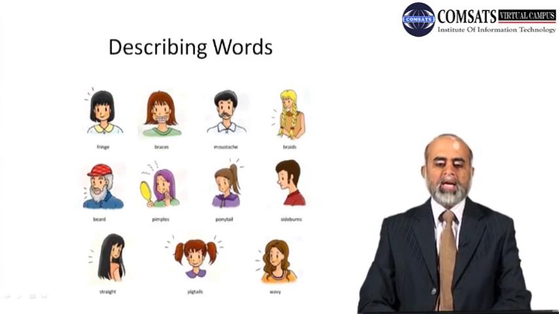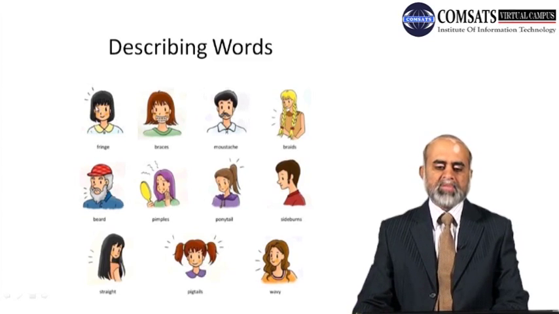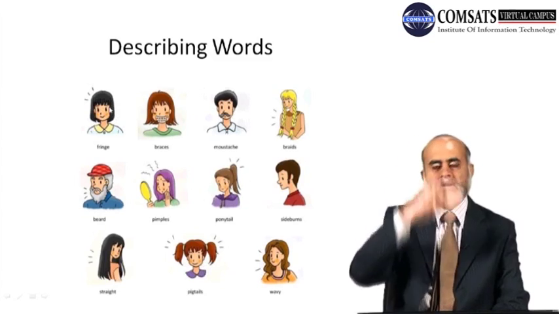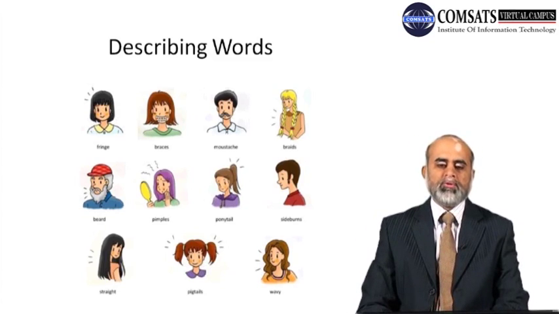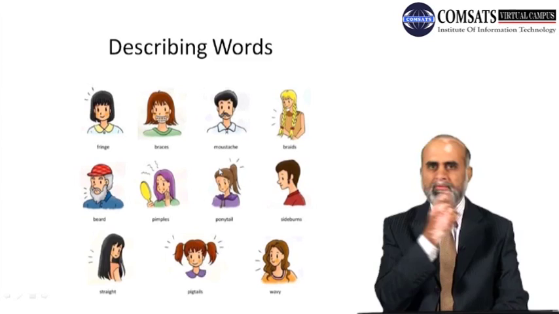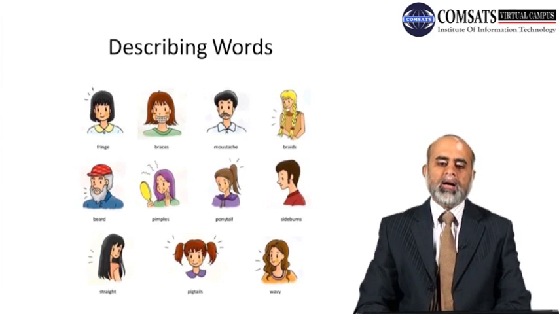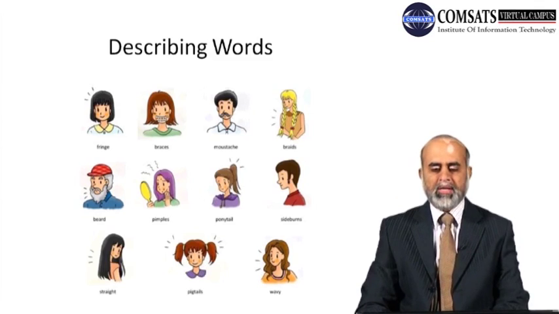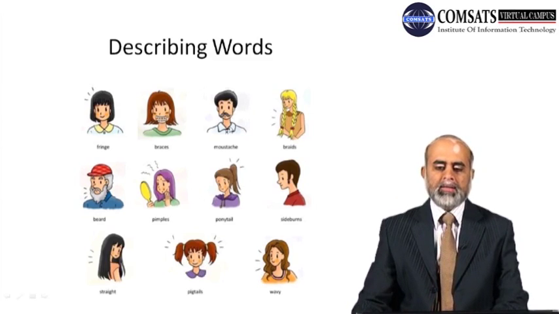Let's continue with a few more. And here you have a fringe. Fringe is short hair that falls onto the forehead. This is called a fringe. And she is wearing braces. You know, some people have very loose teeth, so they have braces on their teeth. Here he has mustaches, and these ones are called braids. Okay, girls often have such braids. Beard, I have a beard.